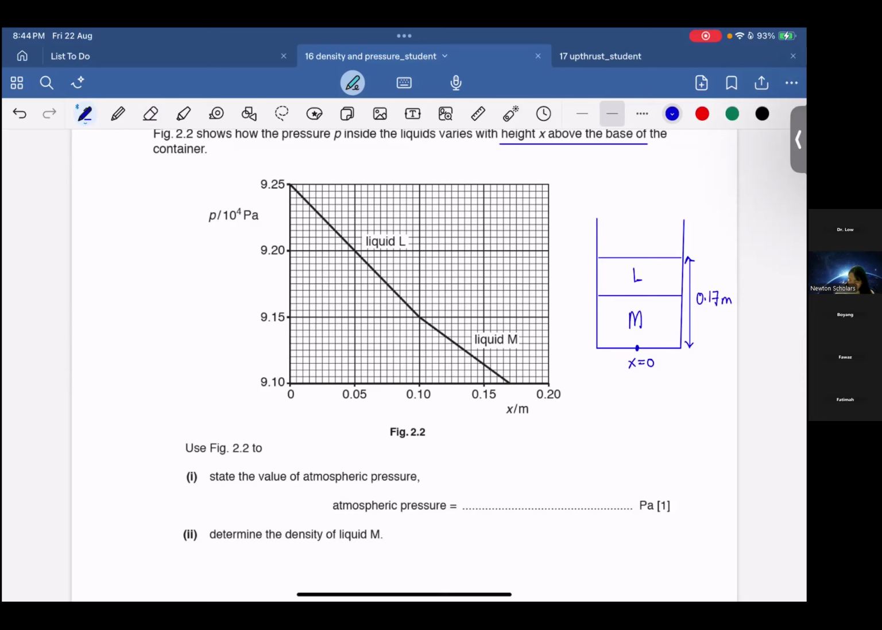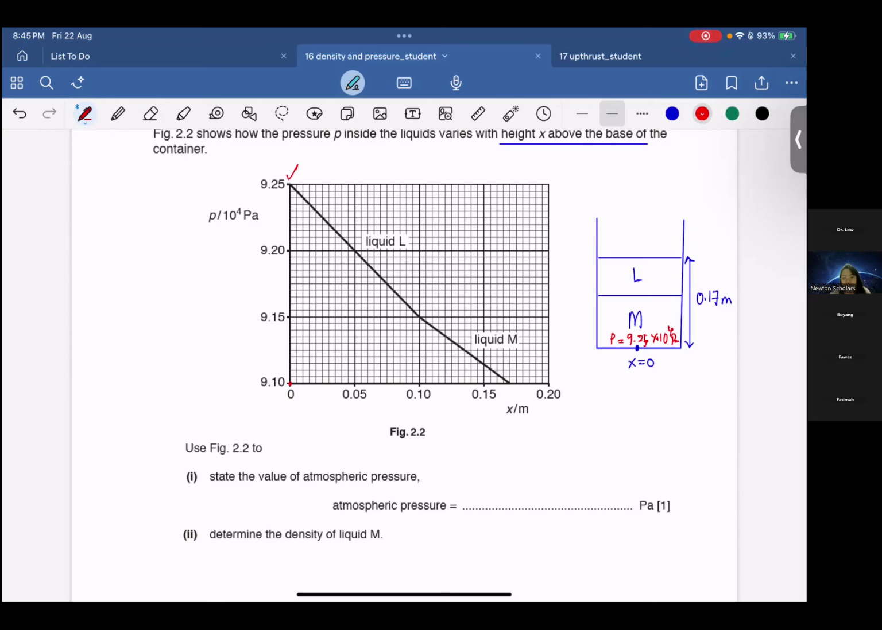At point X at here, the pressure at point X, at the bottom part of the M, here actually is 9.25 times 10 power 4 Pascal. When X is 0, this is the pressure. Well, no, not from the formula, from the graph. From the graph, what is the atmospheric pressure right now?